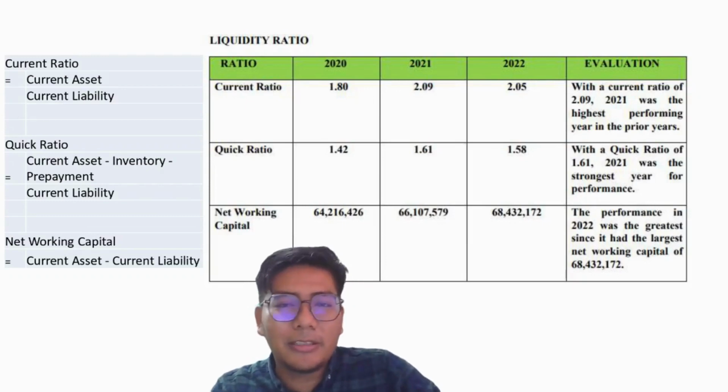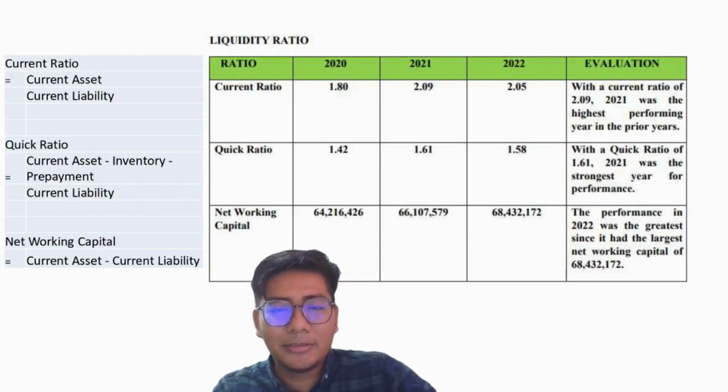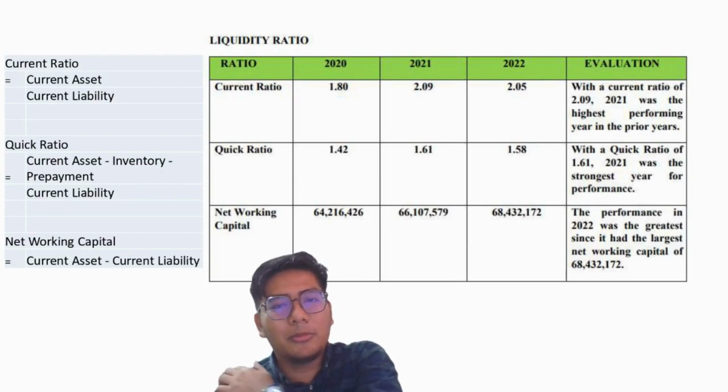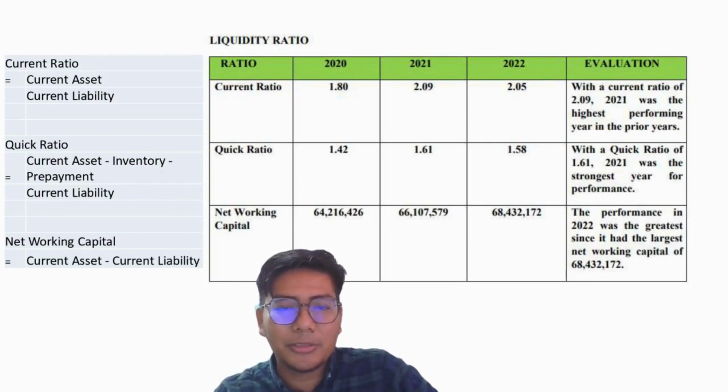Thank you, Ismail, for the introduction about Hapseng Industries. So next, for my part, I will present to you the current ratio, quick ratio, net working capital, average collection period, fixed asset turnover ratio, and lastly the inventory turnover.